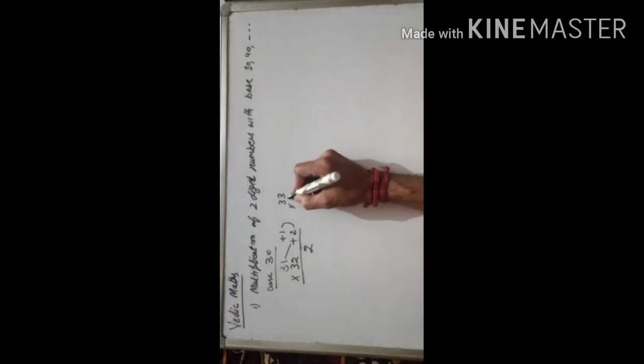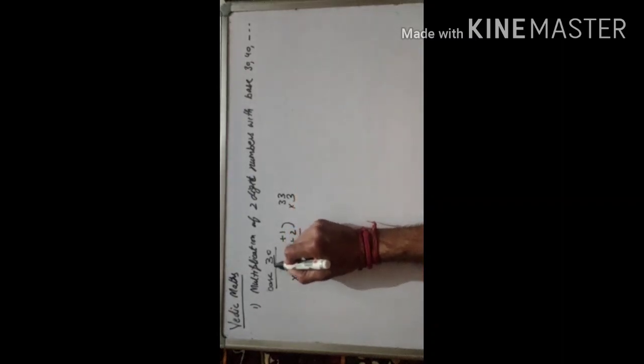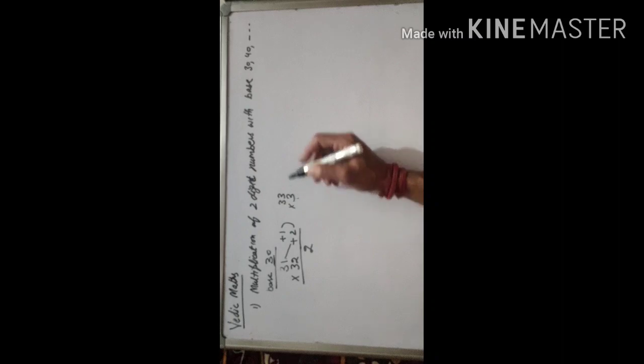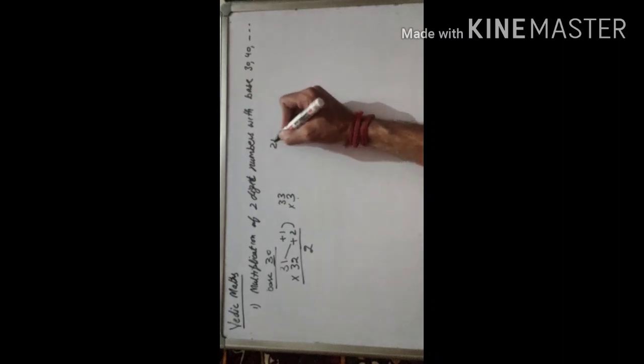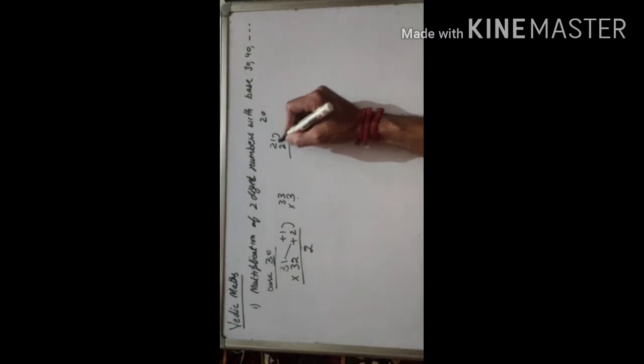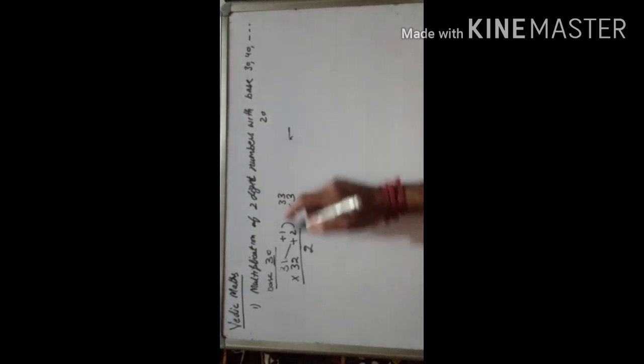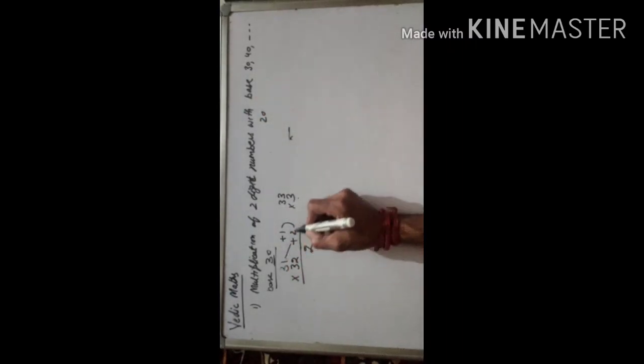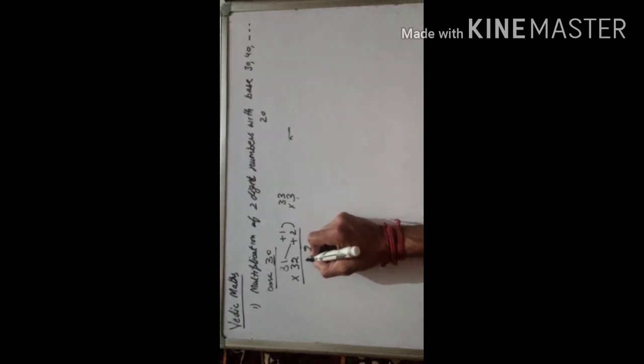33 into 3 times, because base tens digit is 3, so 3 times, like base 20 and 22. If we use base 20, then 2 ones are 2, 21 plus 2 is 23, 23 into 2 is 46, like this. Here we have to multiply by 3. Now 33 threes are 99, so this is the answer.